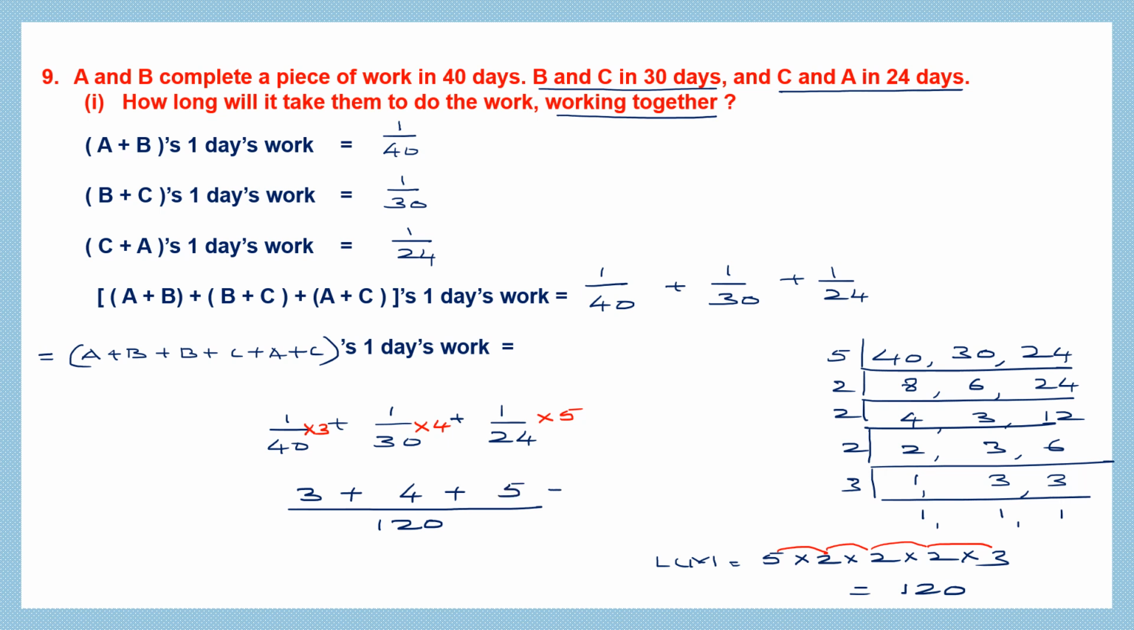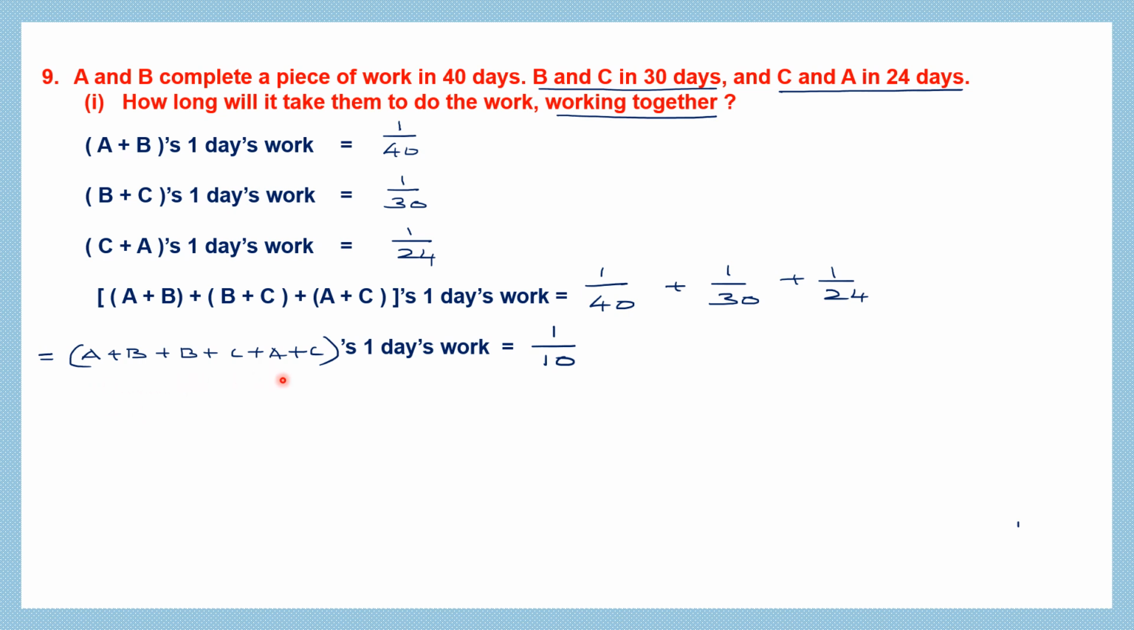So when we add all this up, what do we get? 3 plus 4, 7. 7 plus 4 is 12. By 120. 12 by 120. Now here we can cancel. 12 ones are 12 and 12 tens are 120. So we get 1 by 10. So this is the 1 day's work of all these, that is 1 by 10. So let's write 1 by 10 here. So this is 1 by 10.